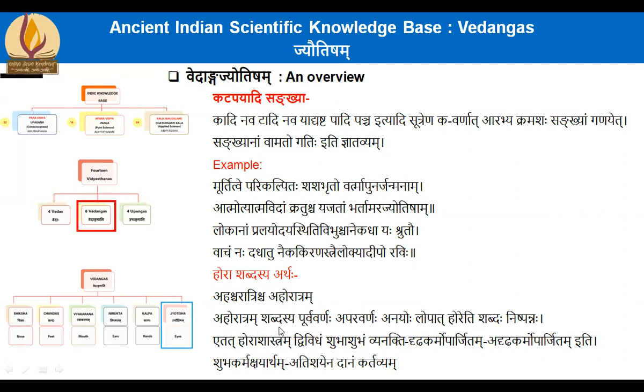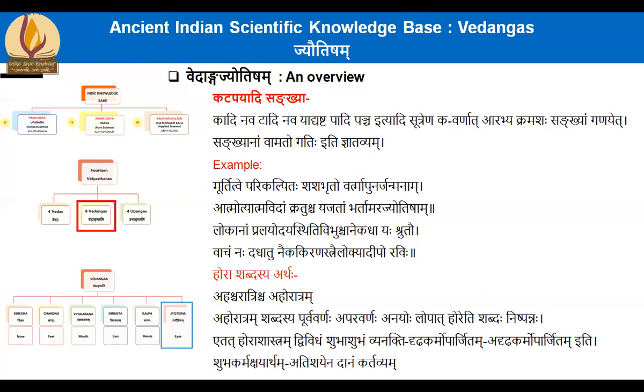So in this Ahoratram Shabdasya, the Purva, that is A, is removed. Then the Apara, the last letter, is removed. So it becomes Hora. That means Ahaha, Ratrihi is there. A is removed from Ahaha. Then from Ratra, Tra is removed. So it becomes Hora. So Etat Hora Shastram Dvividham. It helps one in understanding Shubha Shubham.